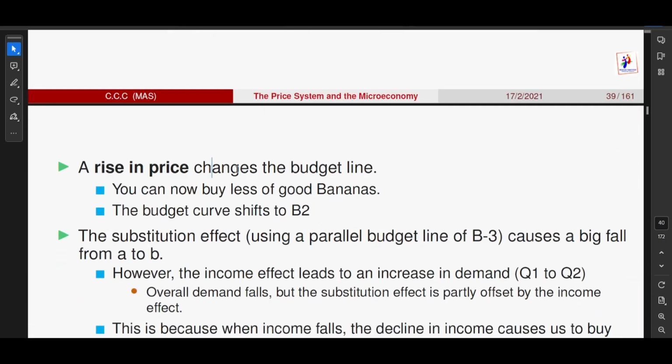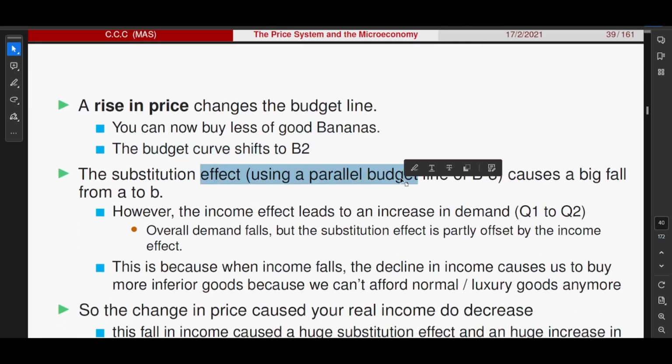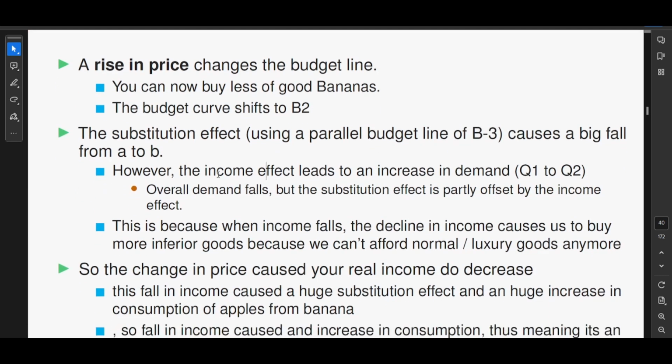We say a rise in price changes the budget line. You can now buy fewer bananas. The budget curve shifts to B2, using the parallel line. However, the income effect leads to an increase from Q1 to Q2. Overall demand has fallen, but the substitution effect is partly offset by the income effect.